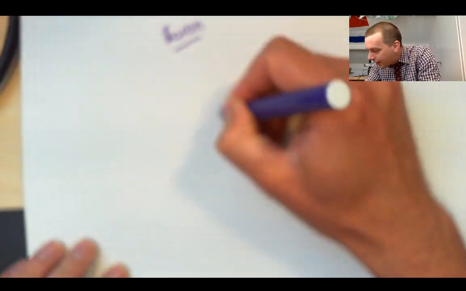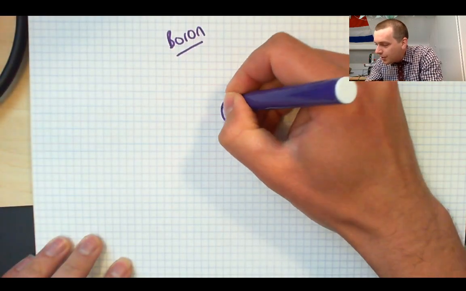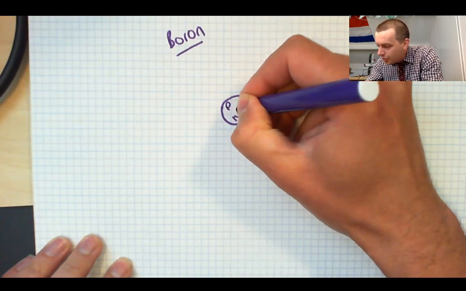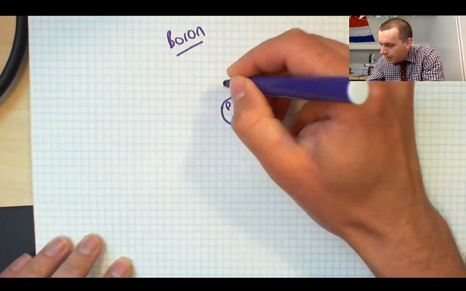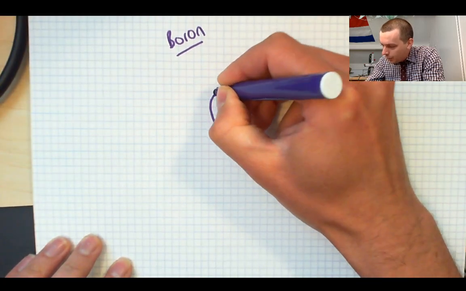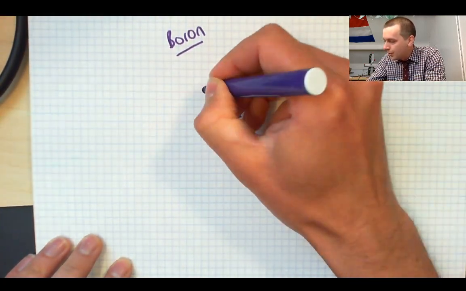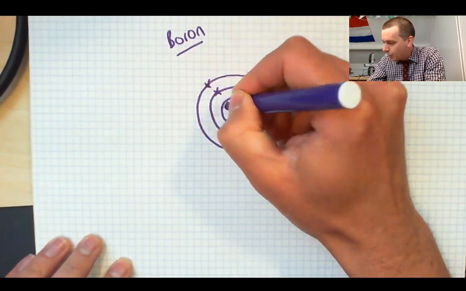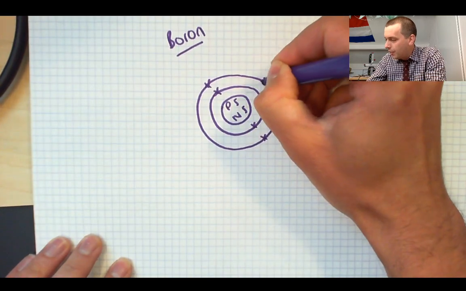I can draw my nucleus with protons and neutrons. 5 and 5. I've got my first orbital with 1, 2 electrons, and then I've got my second energy level with 1, 2, and 3.